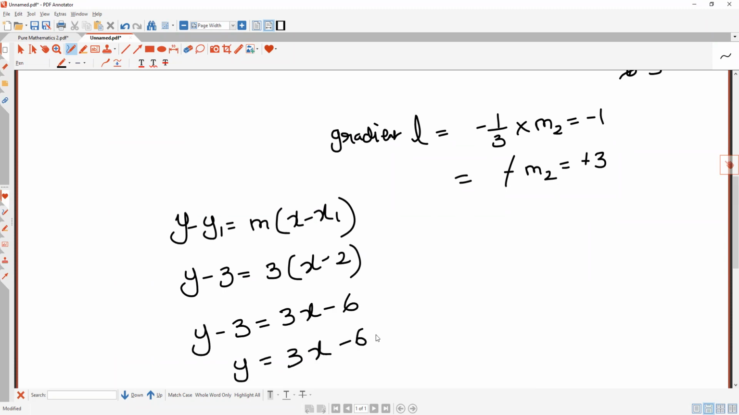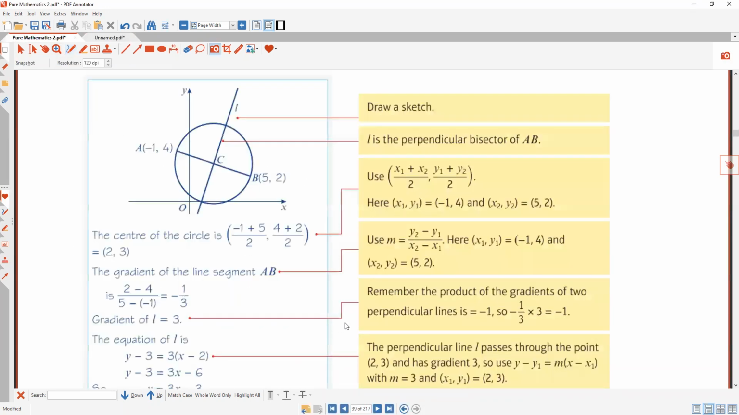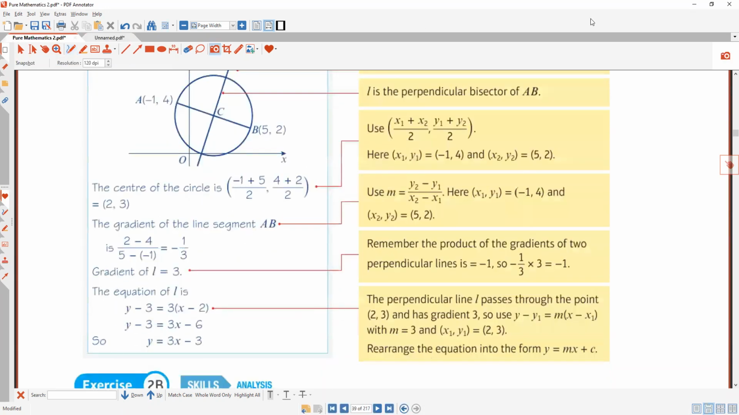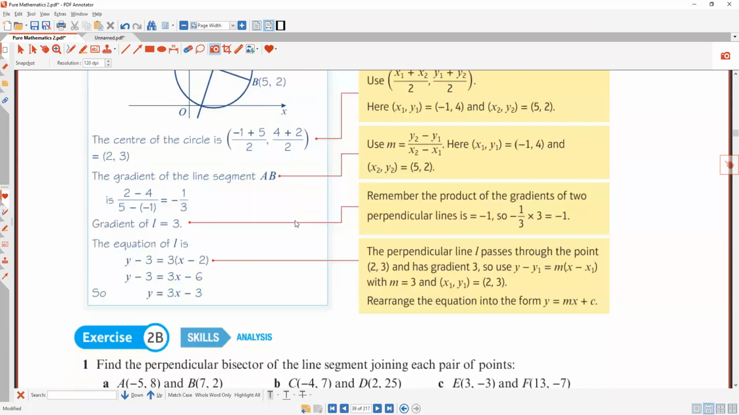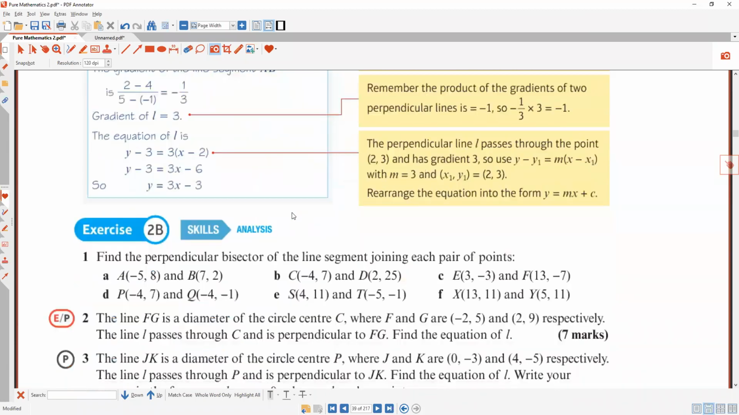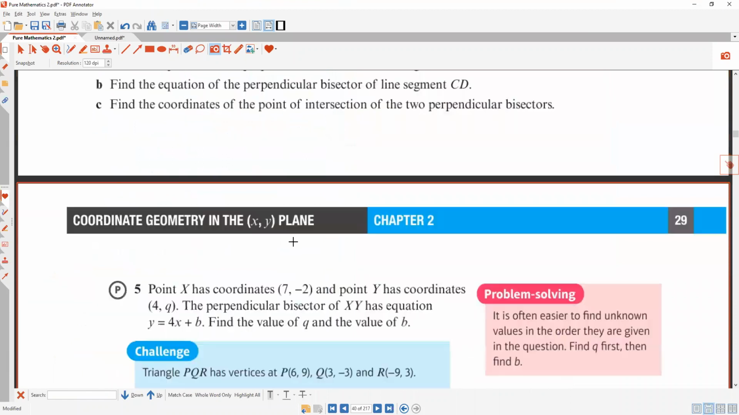3x minus 6 plus 3. 3x minus 3 is my answer. Is it 3x minus 3? Let's check the mark scheme. It is 3x minus 3. So everything is done in this one. Let's go to the next question now. Okay, so this basic thing is done with us now.